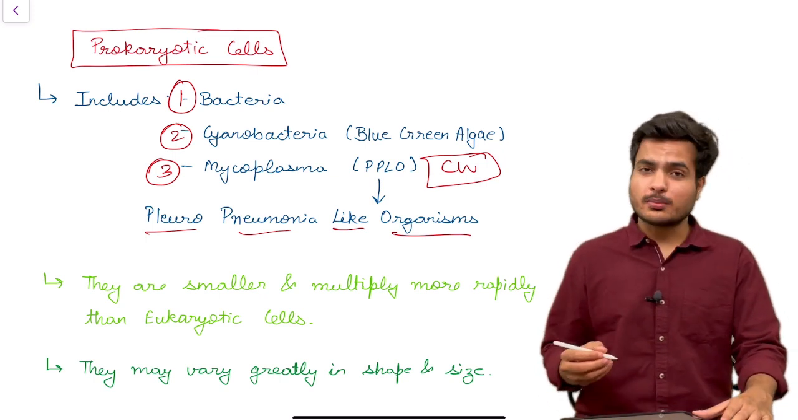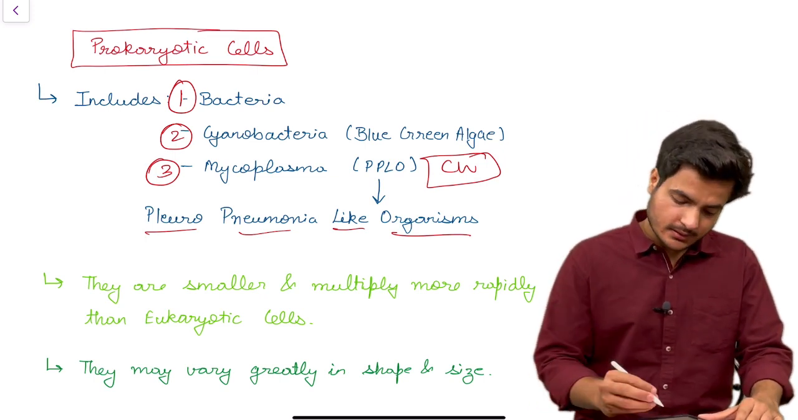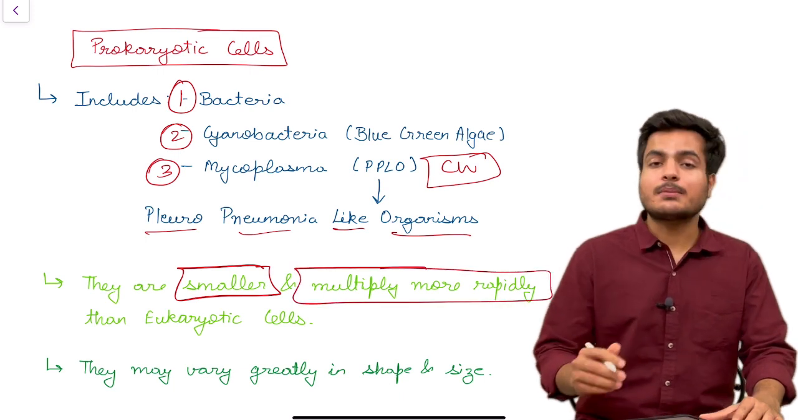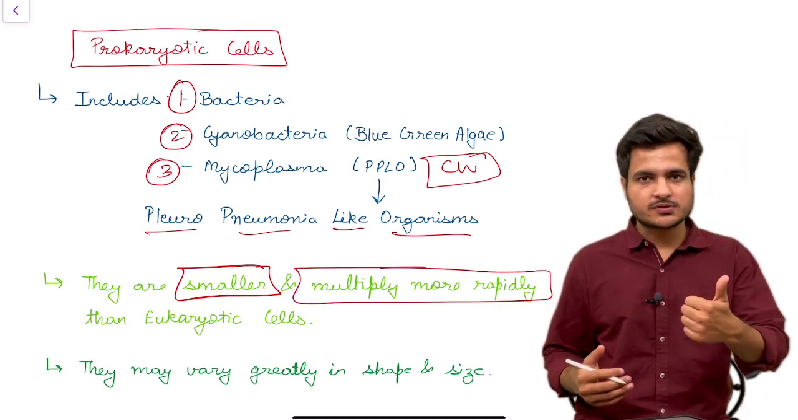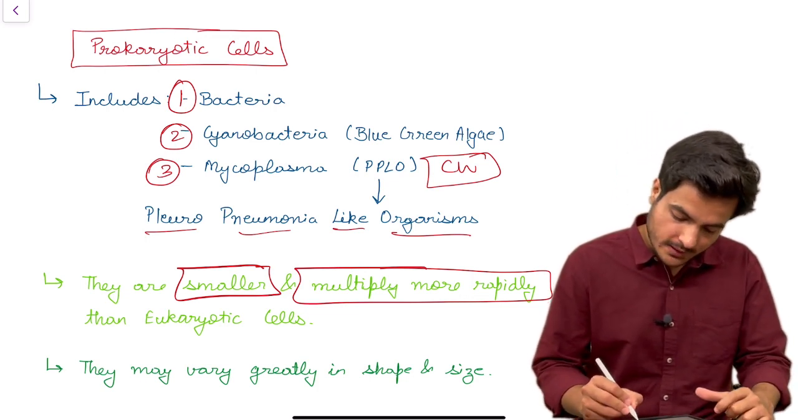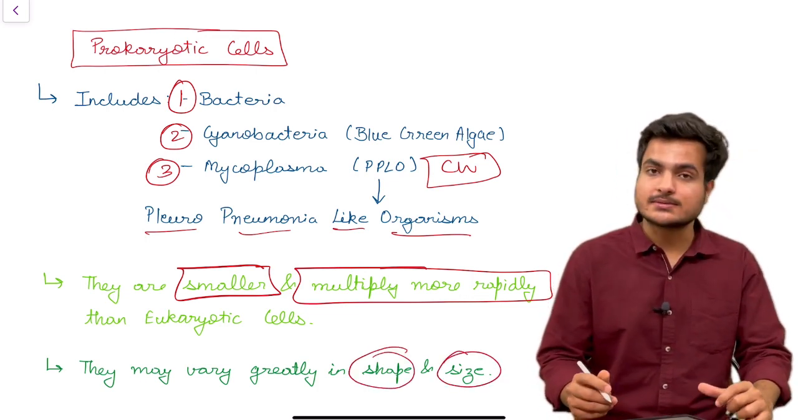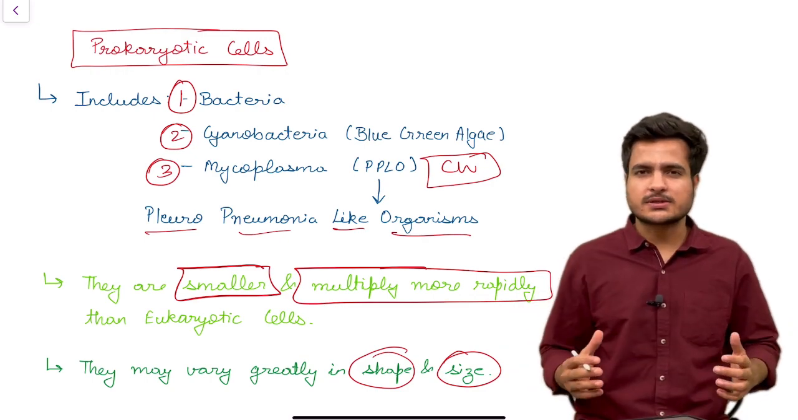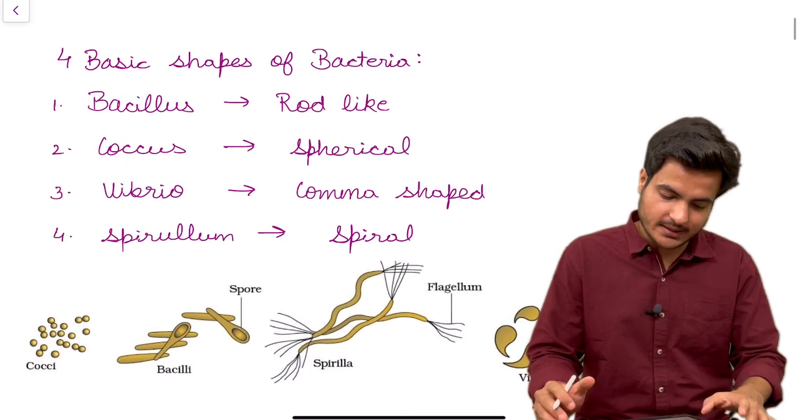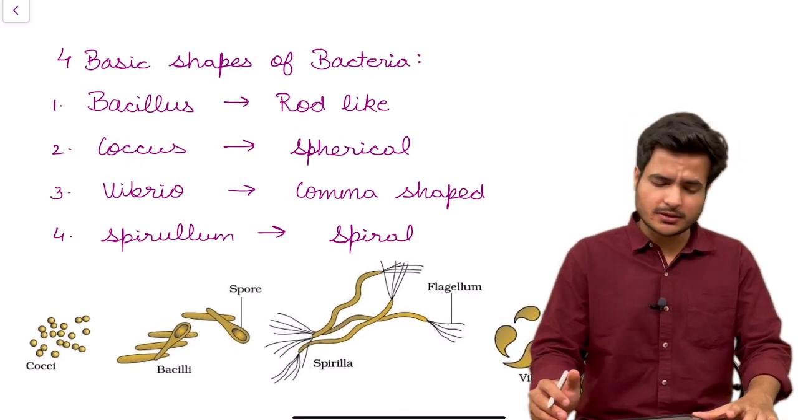So let's talk about prokaryotic cells in general. They are smaller and multiply more rapidly in comparison to eukaryotic cells. They have small size and rapid multiplication rate, and they also vary greatly in shape and size. They have different types of shapes and sizes. Now let's compare the four basic shapes of bacteria, as mentioned in NCERT also.